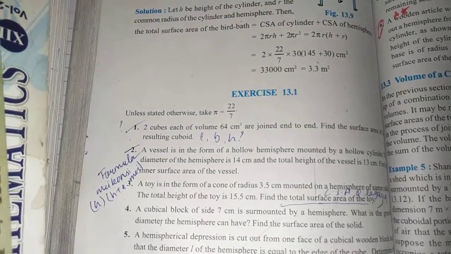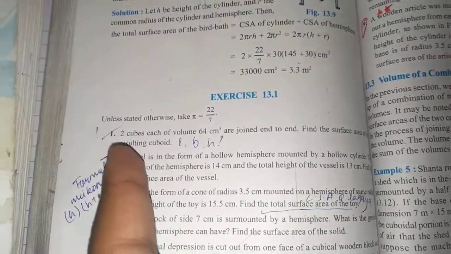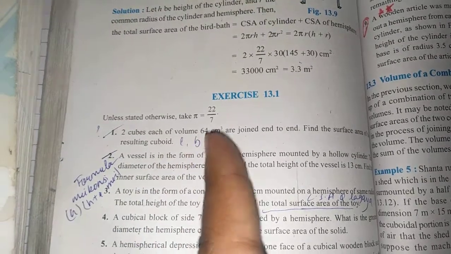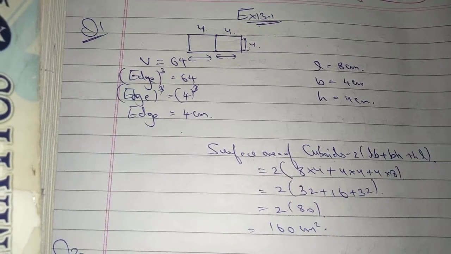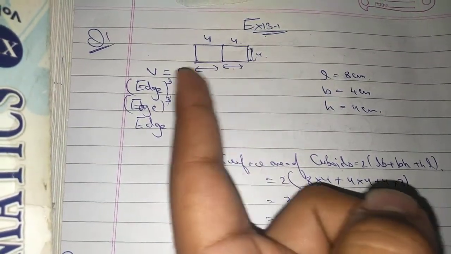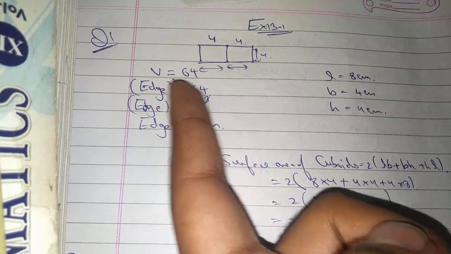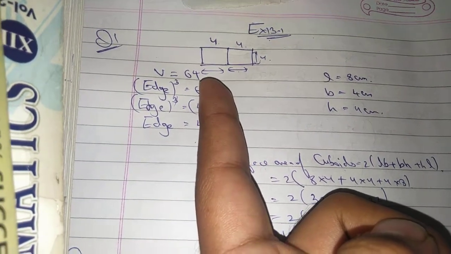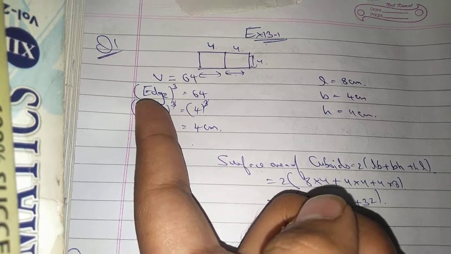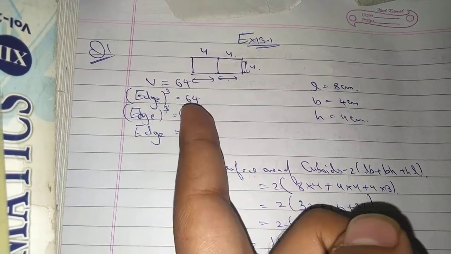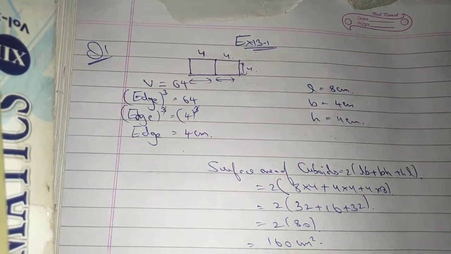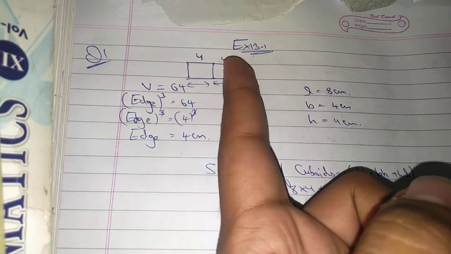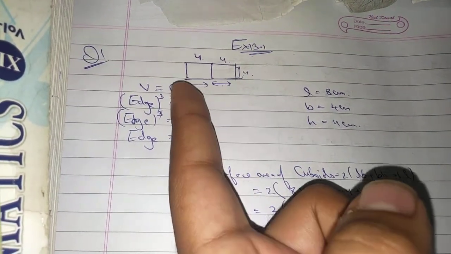So first question is what? Two cubes, each of volume 64 centimeter cube, are joined end to end. Find the surface area of the resulting cuboid. Suppose I take these two cubes whose volume is given, 64. I think you all know the volume of a cube is edge cube, side cube we can say. Edge cube is equal to 64. Now 64 is the cube of 4, so the edge is 4 centimeter. If this is 4, this is also 4, height is also 4, all things are 4.